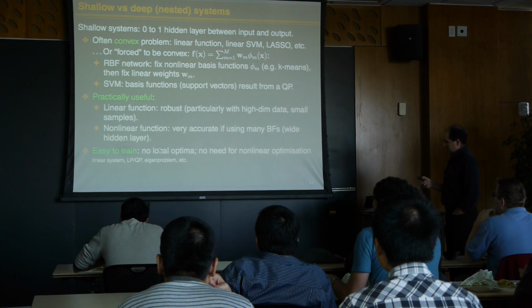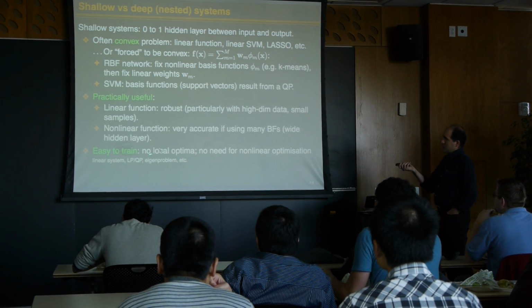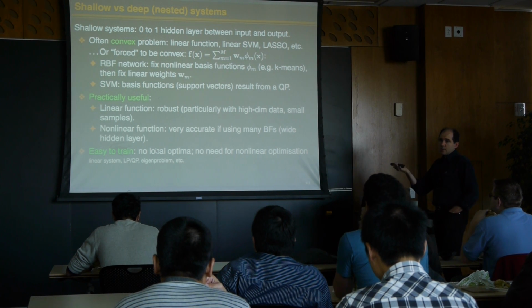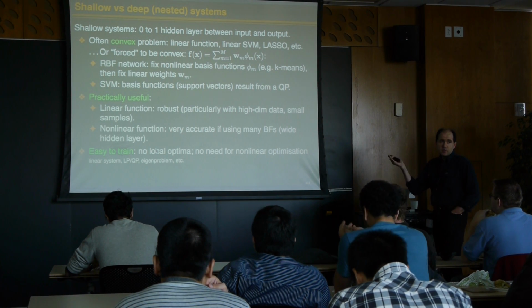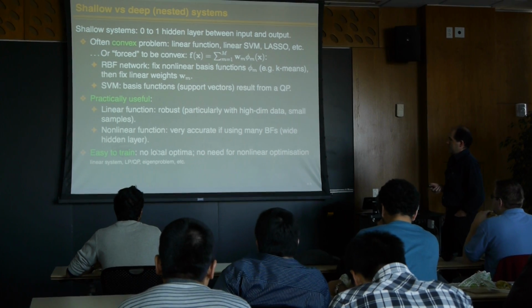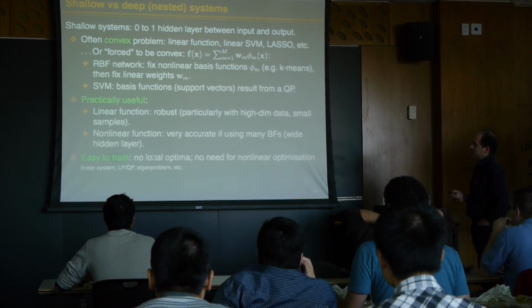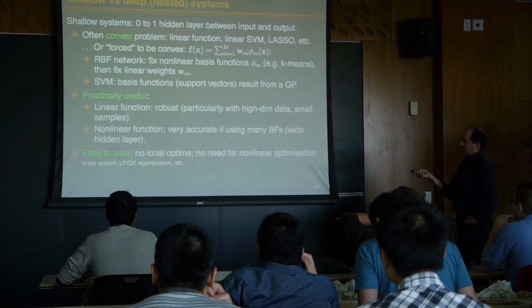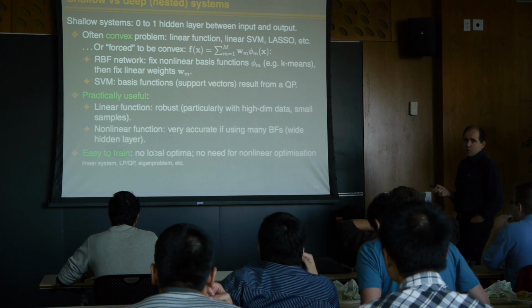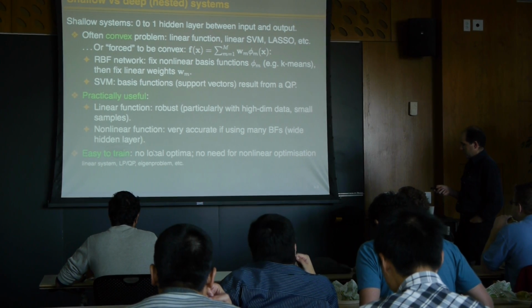And they are easy to train because usually they don't have local optima, either because they are convex or because we follow one of these approximate ways of training them. And then you don't have to use nonlinear optimization, which can be complicated. You just use either an eigenproblem or a linear program or something like that, which is easy to solve.